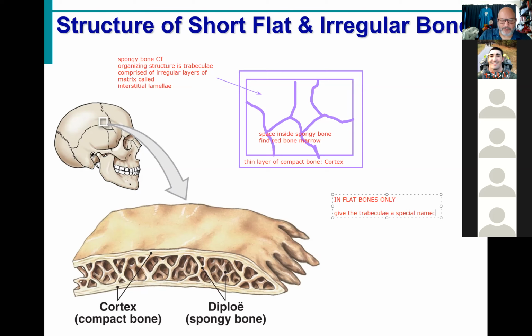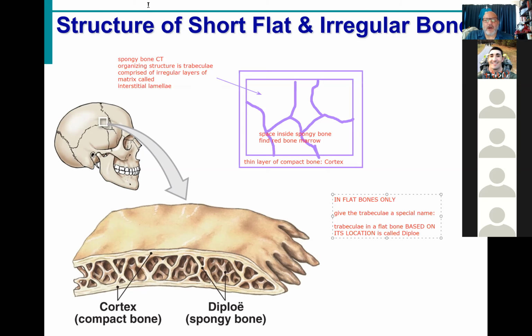So a trabeculae, or trabecula, singular, or let's say it this way, the trabeculae in a flat bone, based on its location, because it is in a flat bone and only because it is in a flat bone, as you can see, is called diploe. We had the little umlaut over the top.